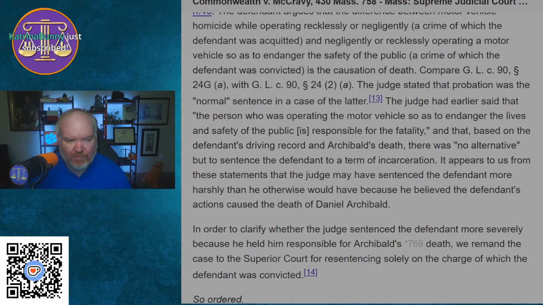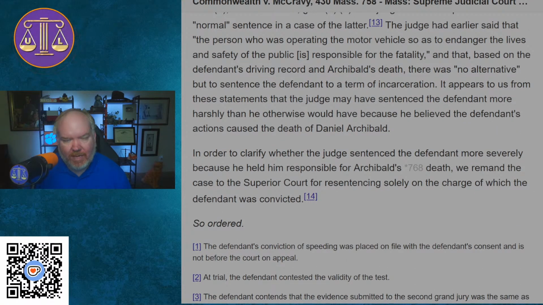It appears to us from these statements, the judge may have sentenced the defendant more harshly than he otherwise would have because he believed the defendant's action caused the death of Daniel Archibald. In order to clarify whether the judge sentenced the defendant more severely because he held responsible for Archibald's death, we remand for resentencing solely on the charge for which the defendant was convicted. So this language does appear to preclude it. I tend to agree with your reading.